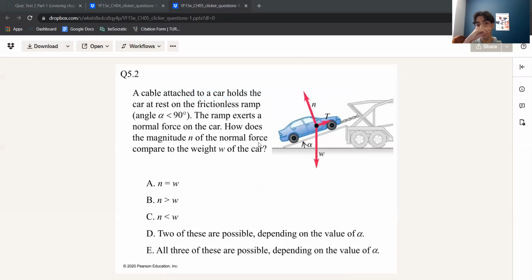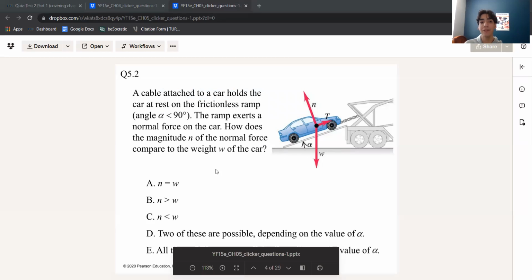All right, so now we're looking at this one. These are fun, right? Because you have to take angles into account. I'll read through the question and we'll talk about it. So a cable attached to a car holds the car at rest on a frictionless ramp with angle alpha being less than 90 degrees. The ramp exerts a normal force onto the car, depicted here. How does the magnitude of the normal force compare to the weight of the car?